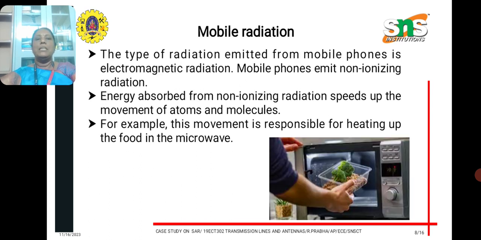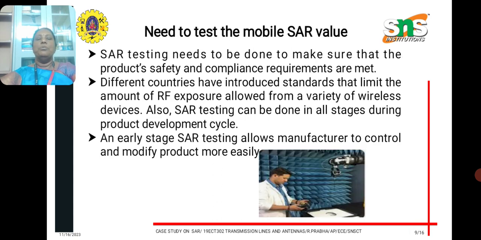So the mobile radiation, this is the type of radiation emitted from mobile phones, and it is a non-ionizing electromagnetic radiation. The energy absorbed from this non-ionizing radiation speeds up the movement of atoms and molecules. For example, this movement is responsible for heating up the food in the microwave. So now we need to test the mobile SAR value.